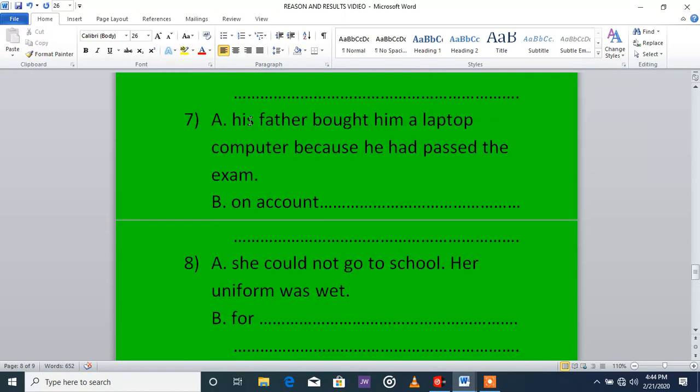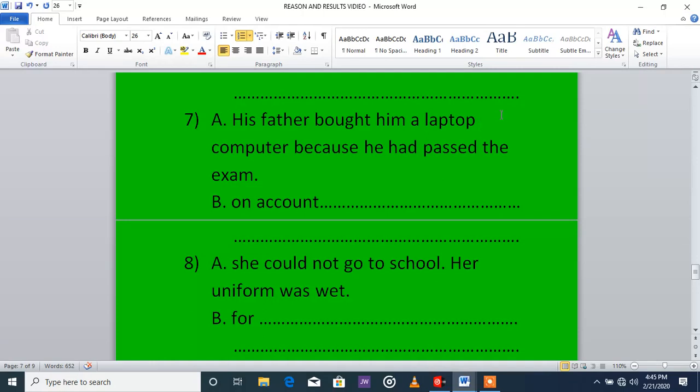Without wasting time, we go to number 7. His father, my punctuation there, I need to put a capital H. His father bought him a laptop computer because he had passed the exam.